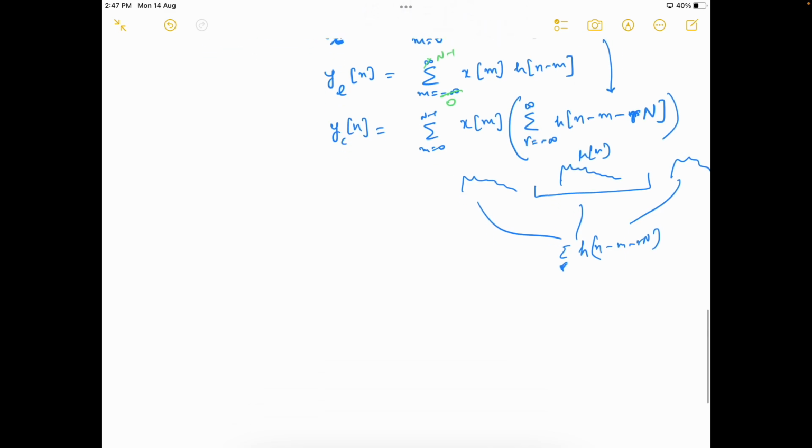So let's now take the r out. This becomes equal to summation r equal to minus infinity to plus infinity and summation of m.